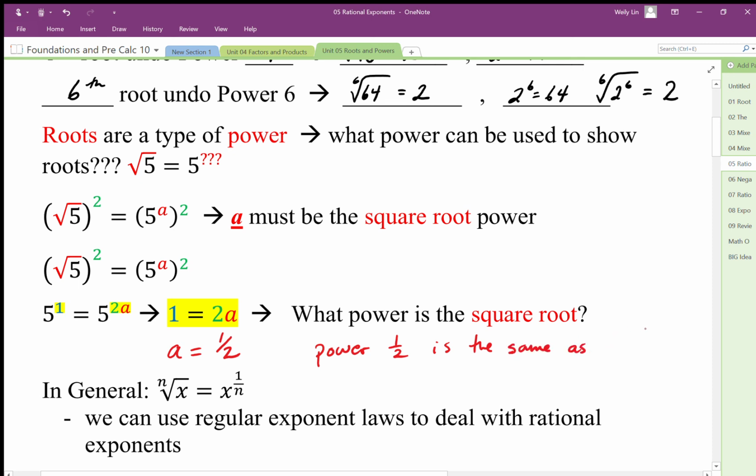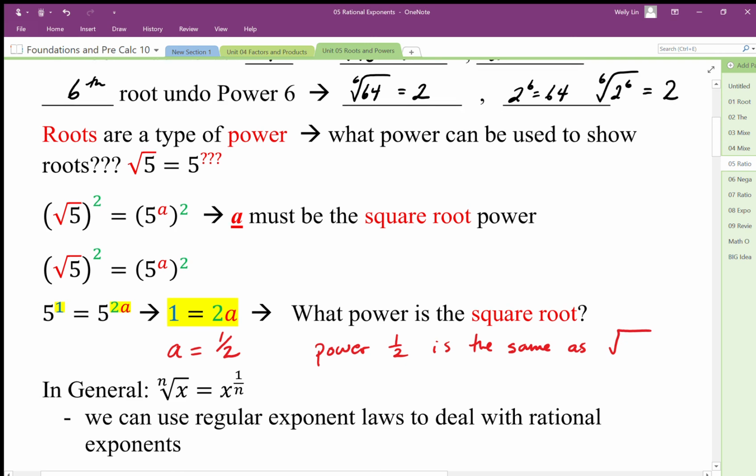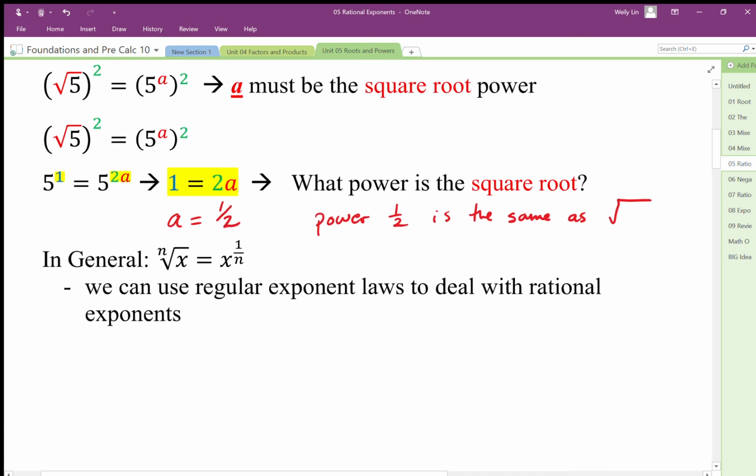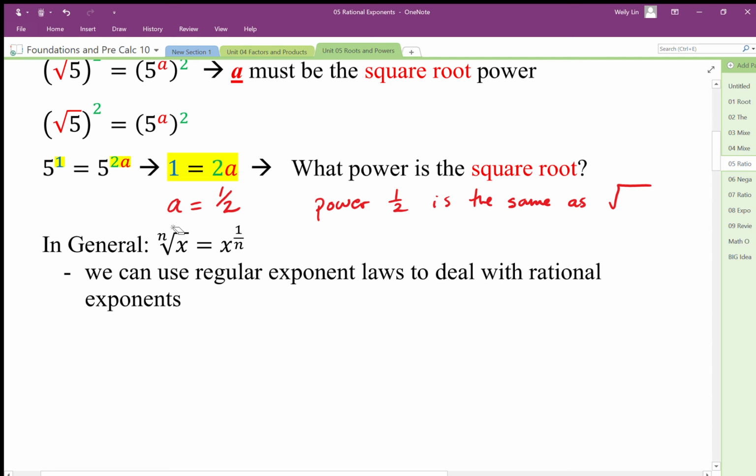And in fact, we can make similar arguments for any other root. And we can generalize that an nth root is just going to be a power 1 over n. Just like the square root here becomes a power 1 over 2, an nth root becomes 1 over n. And so if we can express this as a power, we can just apply any other power rule to it, just like we did with powers. And this is going to be very useful to us.